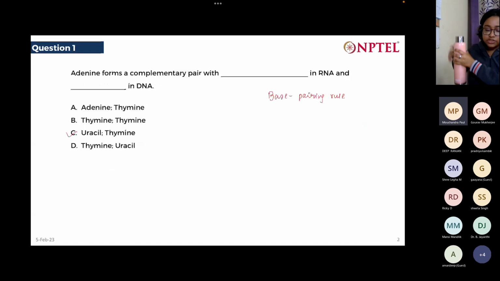So this is question number 1. This question is based on Chargaff's base pairing rule, which says that in DNA, adenine will always base pair with thymine, correct? Whereas in RNA, adenine will always base pair with uracil. Using that concept, we can understand that option C will be correct. Adenine base pairs with uracil in RNA, and with thymine in DNA. All right.